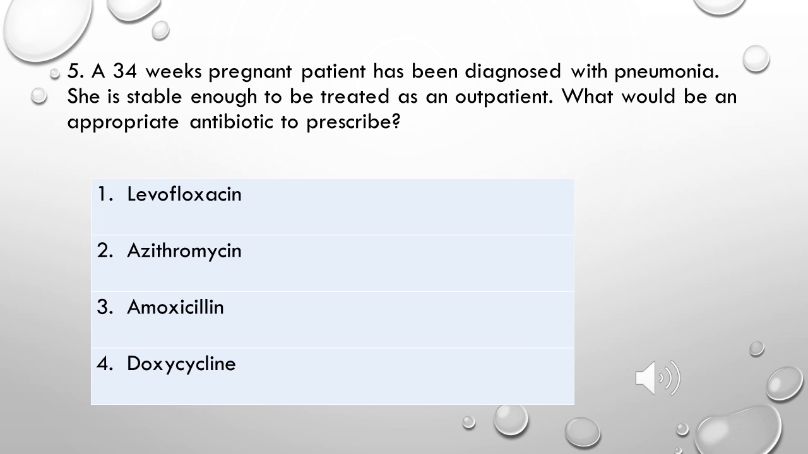A 34 weeks pregnant patient has been diagnosed with pneumonia. She is stable enough to be treated as an outpatient. What would be an appropriate antibiotic to prescribe? You have your choices. Your answer should be 2, Zithromax or azithromycin, which is a macrolide.